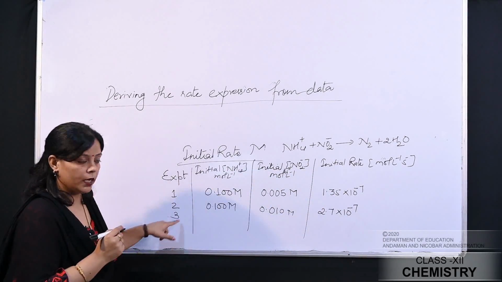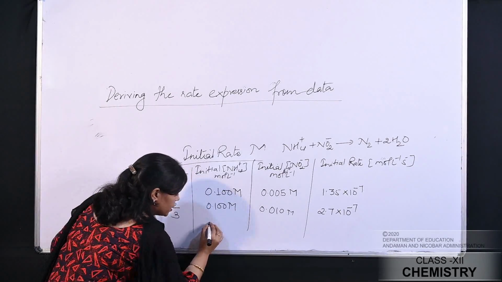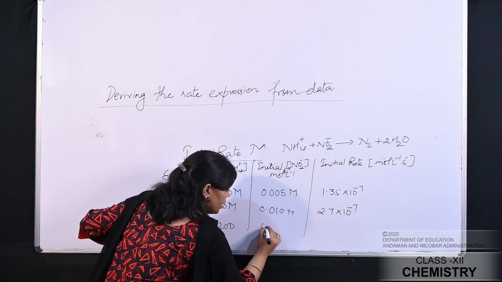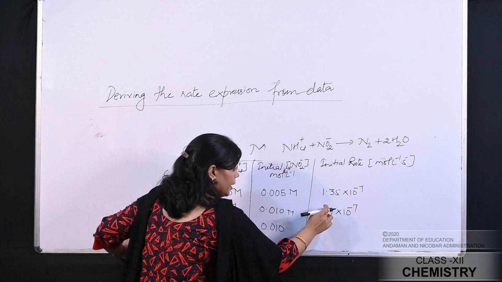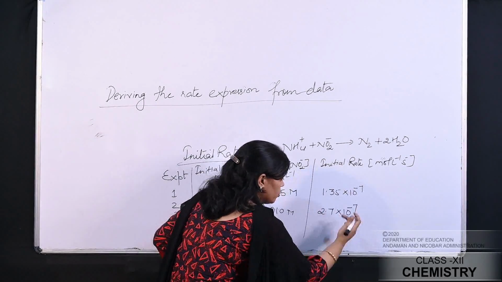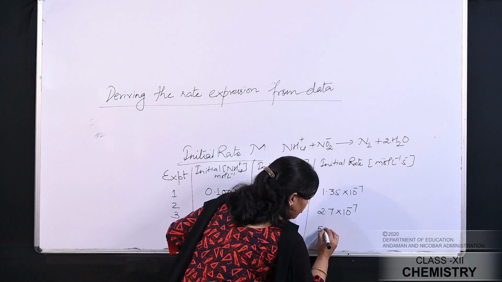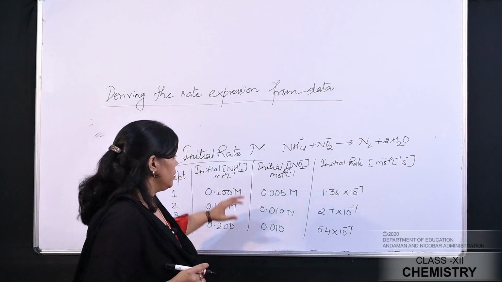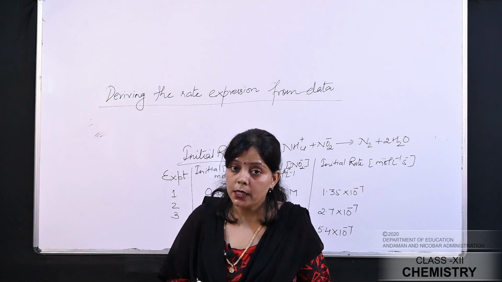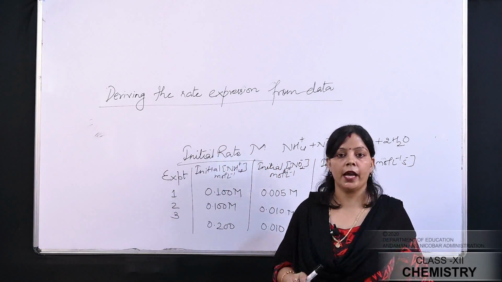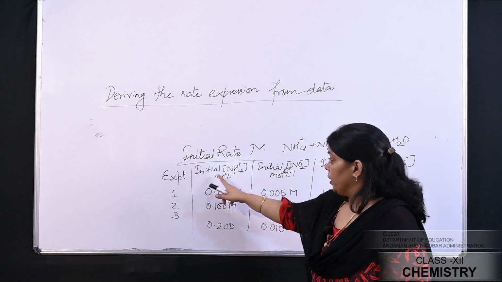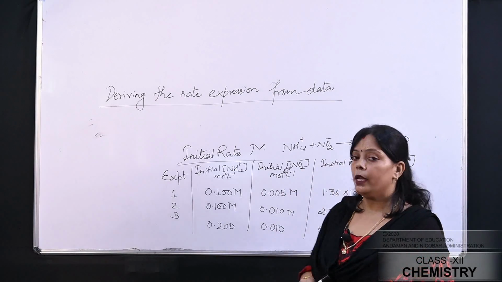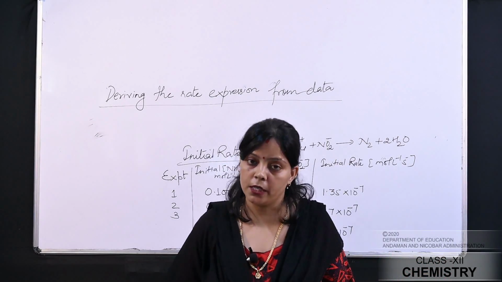In the third experiment, the initial concentration of ammonium gets doubled, that is 0.200. The initial concentration of nitrite remains the same, 0.010, and again the initial rate is also doubled, and the value is 5.4 into 10 to the power minus 7. This is the table showing the kinetic data for the 3 experiments carried out, in which the initial concentrations of the 2 reactants are given, and correspondingly the initial rate is also determined.